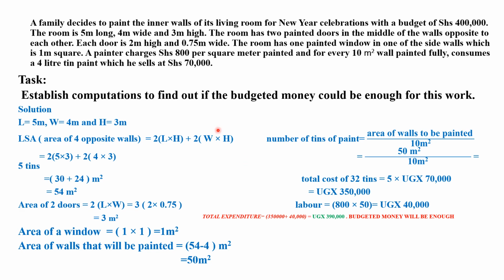You must respond to the task to find out if the budgeted money is enough. Please go back to the question before you just write a conclusion. The budget was having 400,000 shillings. And I've seen that the total expenditure is 390,000 shillings. So is that money enough? Yes, the money will be enough because it is less than what they had put in the budget.